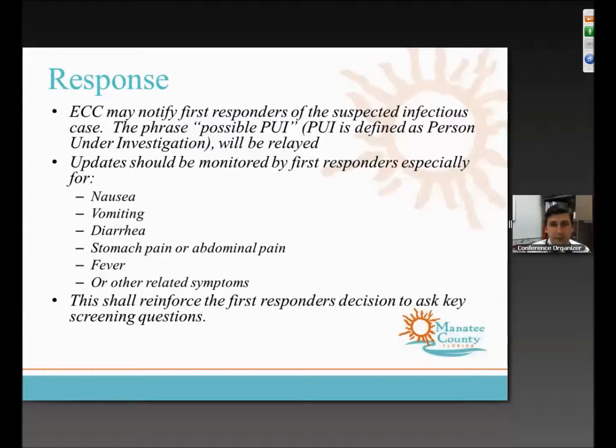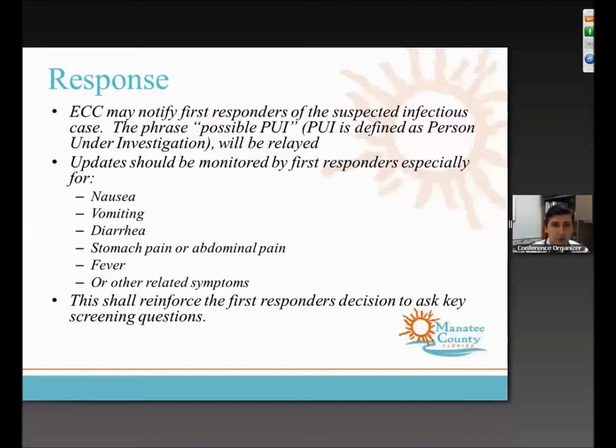So the plan includes, and for any of you who are Manatee County EMS employees getting this training, you know that this plan is available through the intranet. Anybody else in the county that's involved as first responders can get a copy of it from us. ECC may notify first responders of the suspected infectious case over the radio. The phrase possible PUI would be what would go across the radio, PUI standing for person under investigation.